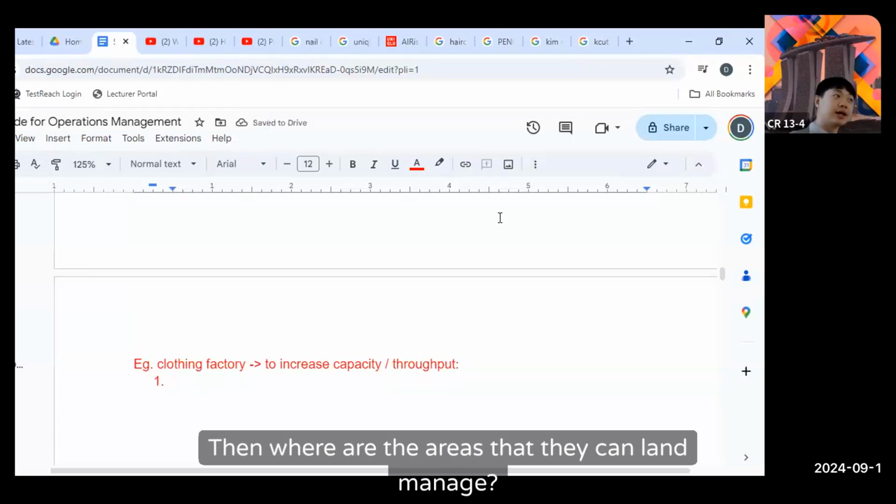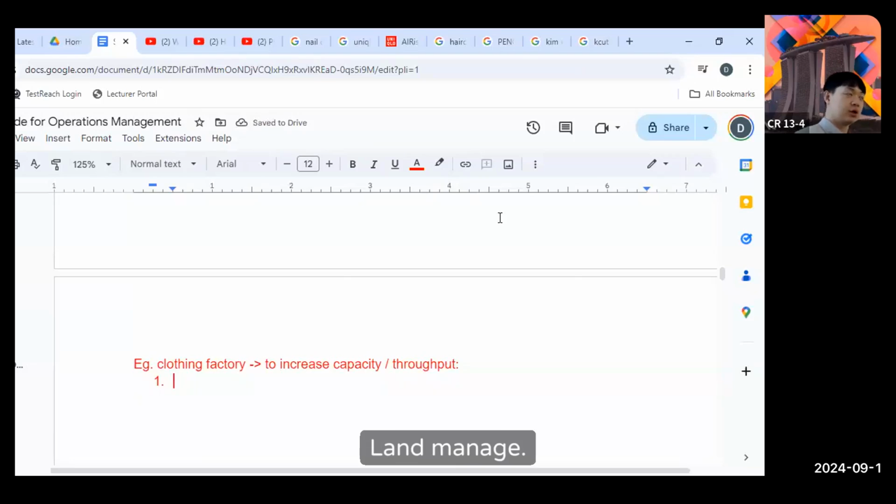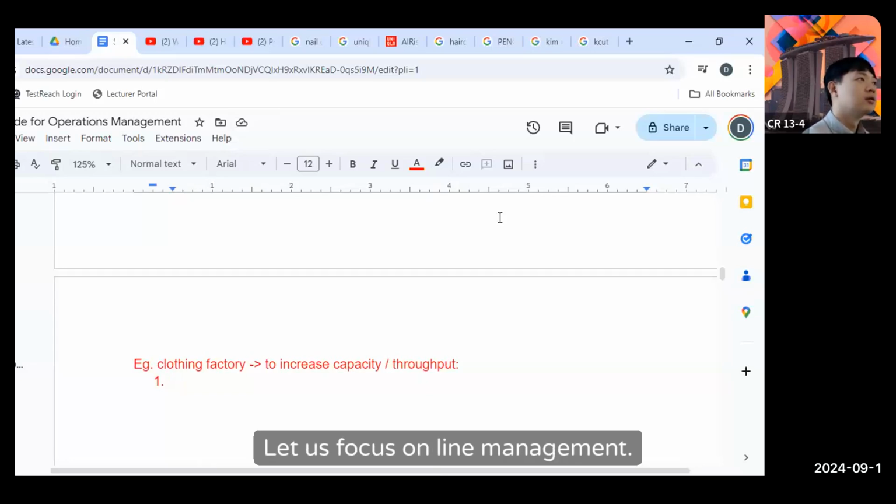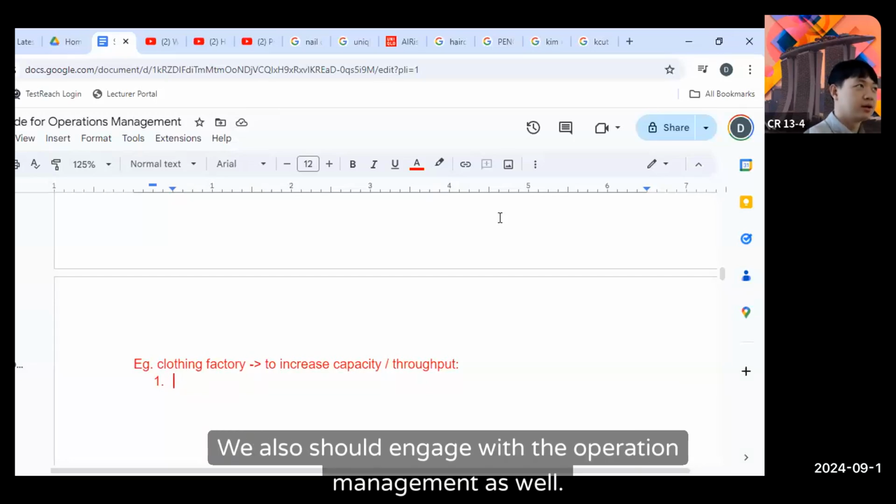Line management. Sorry? Line management. Okay, so for how to explain? To increase the capacity, sir, in a short period of time, let us focus on line management. It also interfaces with the operation management as well.